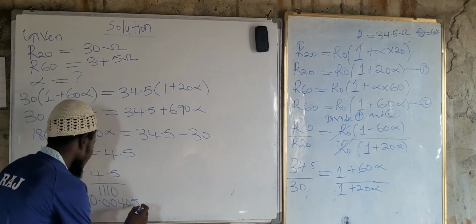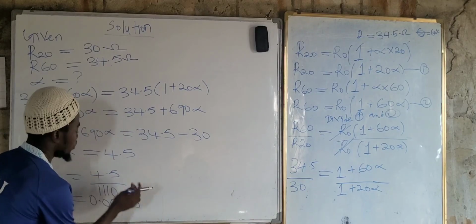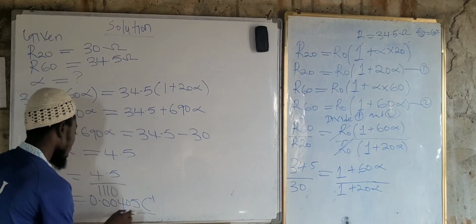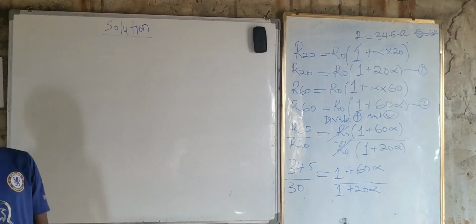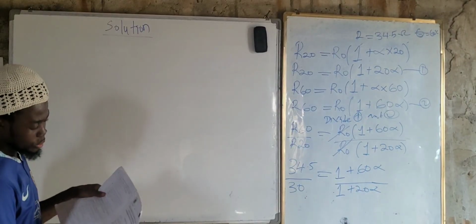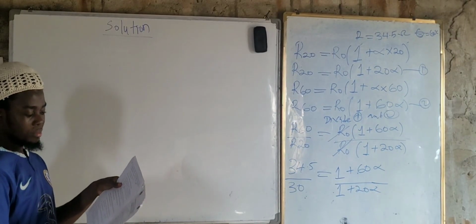Now the unit is per degree Celsius, or per Kelvin, right? 4.05 times 10 to the minus 3. That is right. Check it out. Okay. There we go, right? This was last year's question, College of Medicine, Physics.